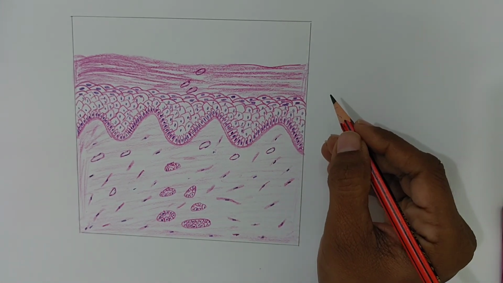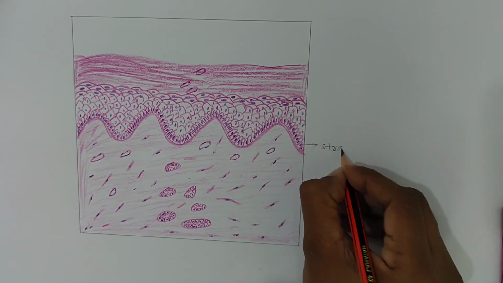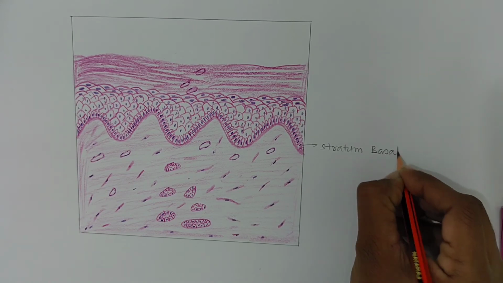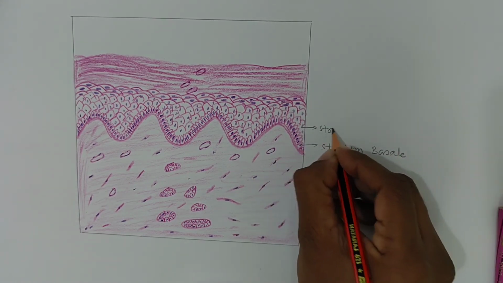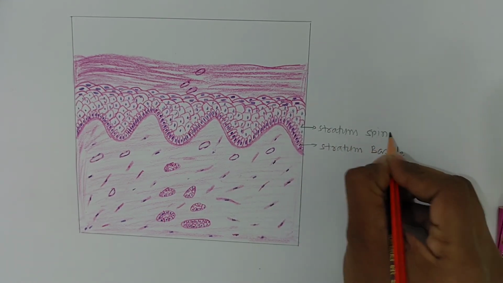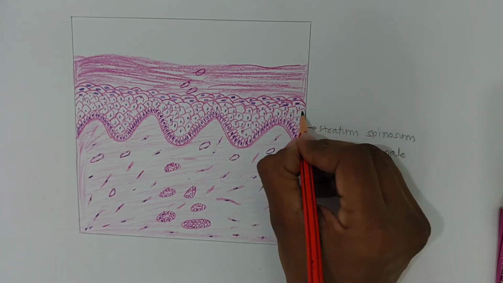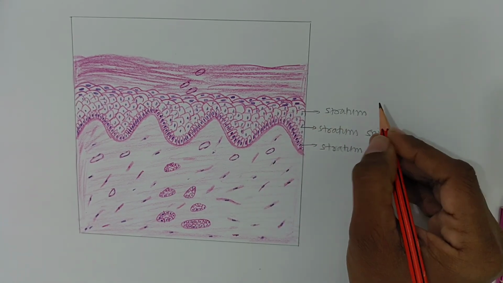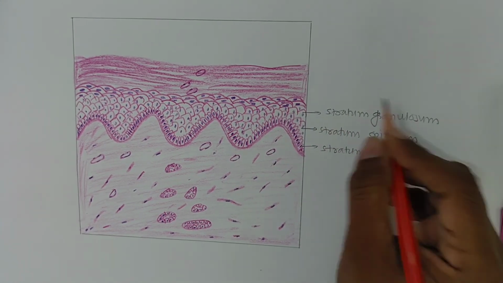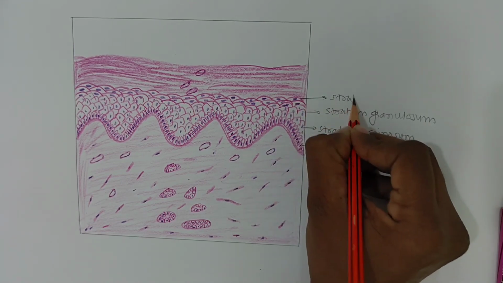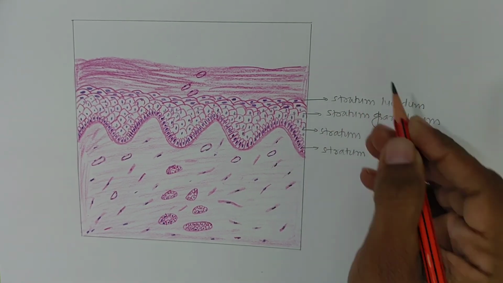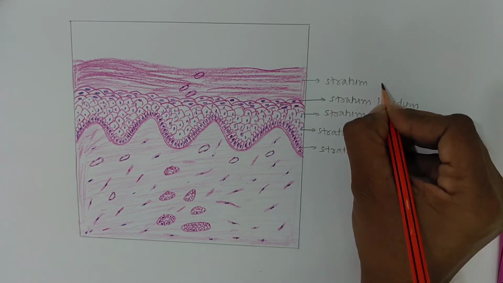Now let's label it. This is the stratum basale layer, then the stratum spinosum, stratum granulosum, stratum lucidum, and the stratum corneum.